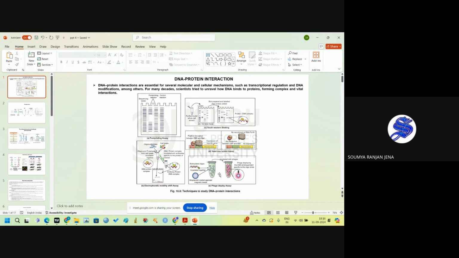Phage display is when a peptide or protein domain is expressed in a bacteriophage capsid. Here we will use phage, meaning a bacteriophage, and this bacteriophage capsid is referred to as phage display.